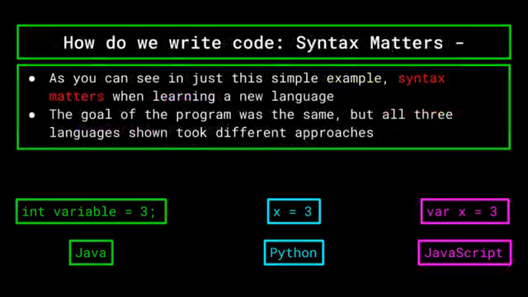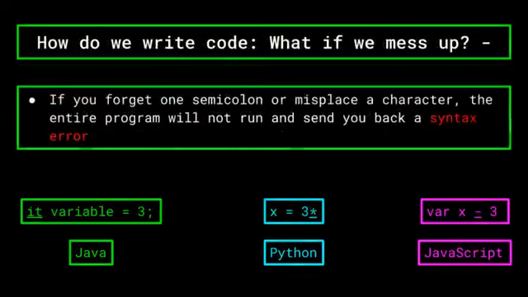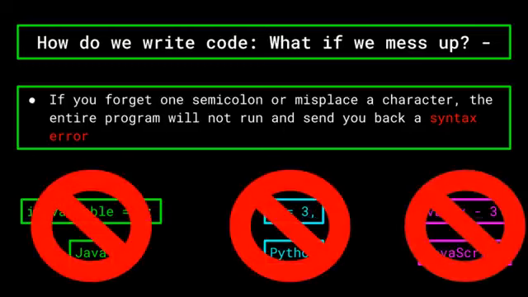Even in this simple example, you can see how much syntax matters when learning a new language, since while the goal of our program remained the same, which was to define an integer with the value 3, all the programming languages shown took different approaches. All these languages require that you follow this syntax because remember, computers are extremely dumb. If you forget one semicolon or misplace a character, the entire program will not run and will send you back a syntax error, which is something we'll talk about later.